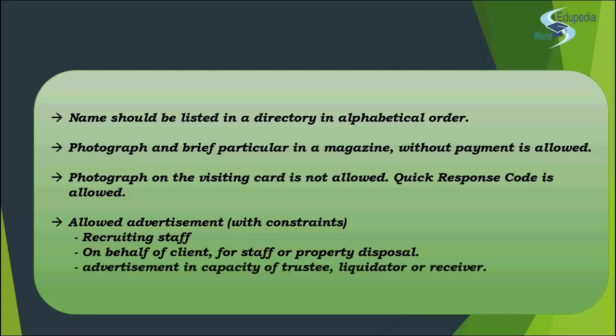The third form is advertisement in the capacity of a trustee, liquidator and receiver. Now, over here, you are not a chartered accountant as an auditor or something. You are a trustee, you are a liquidator, you are a receiver. Now, in the capacity of a liquidator, if you want to dispose of some property of your client, you can do that. You can advertise for it. If you are a receiver, you can do that. Like liquidator is for a company, right? Receiver is for an individual. You know all this. If you are a trustee for something, you can do that.